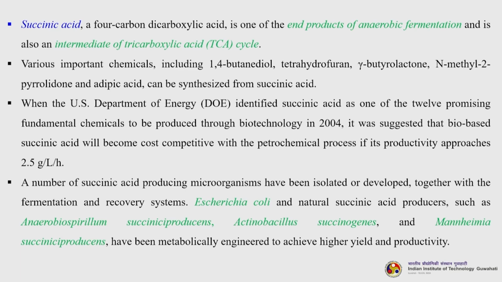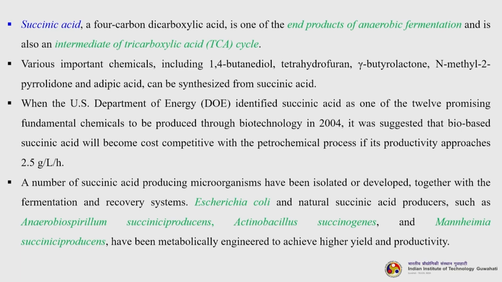acid. When the US Department of Energy identified succinic acid in 2004 as one of the 12 promising fundamental chemicals to be produced through biotechnology, it was suggested that bio-based succinic acid will become competitive with the petrochemical process only if its productivity approaches 2.4 grams per liter per hour. So, this is the target they faced, because they carried out some sort of techno-economic evaluation and found that if the productivity of succinic acid from biological materials is more than 2.5 grams per liter per hour, then it will become competitive.